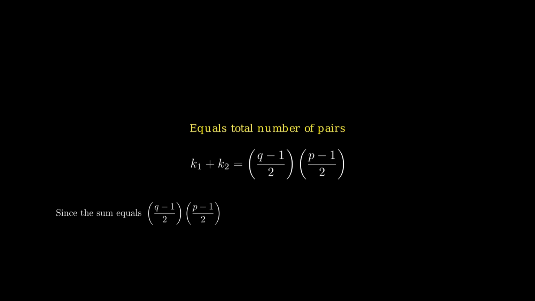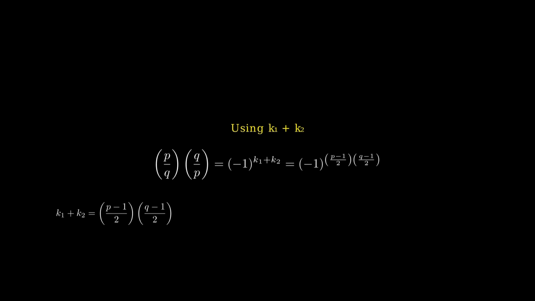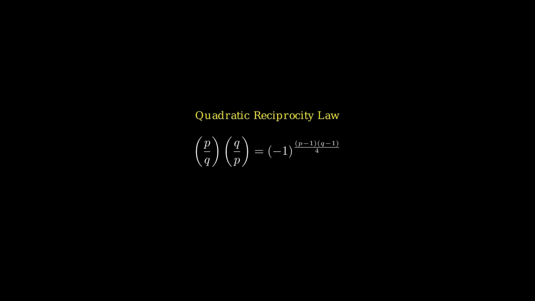And here's the magic. If k1 plus k2 equals that product, then -1 to the k1 times -1 to the k2 becomes -1 to the power of (p minus 1) times (q minus 1) over 4. That's the quadratic reciprocity law. Beautiful, unexpected, deeply symmetric. Let's go further.